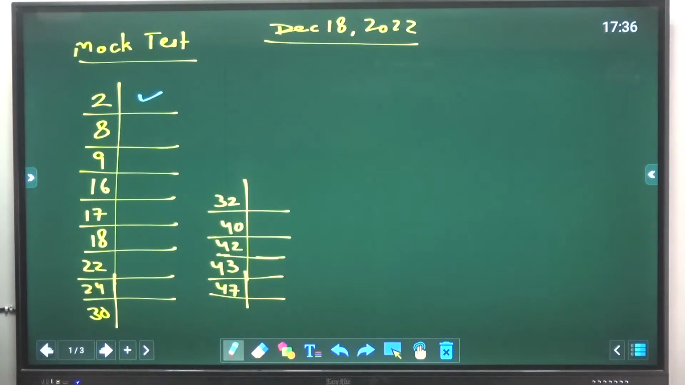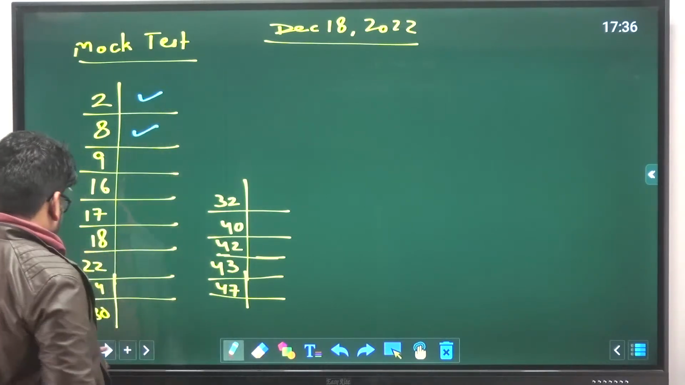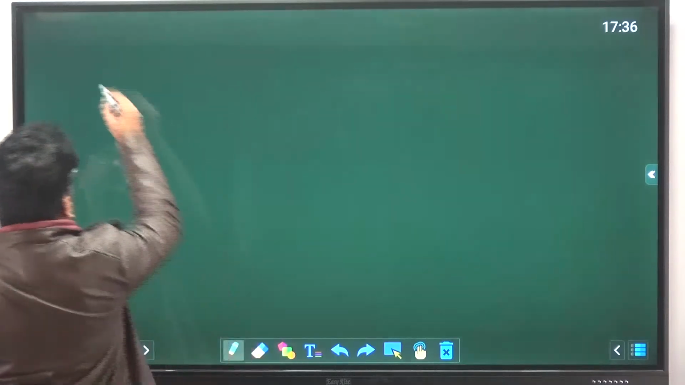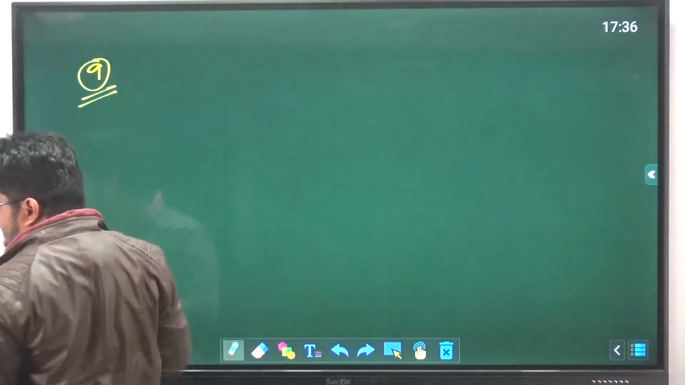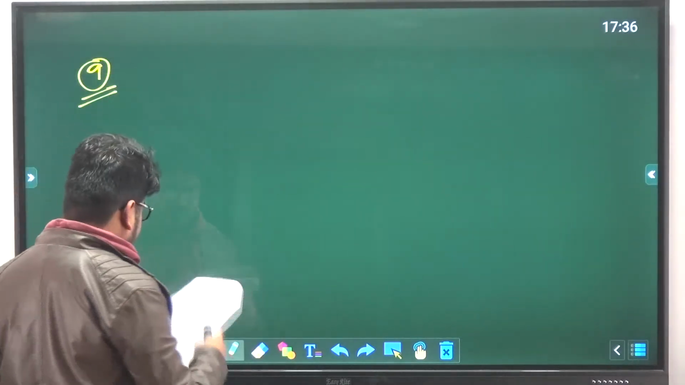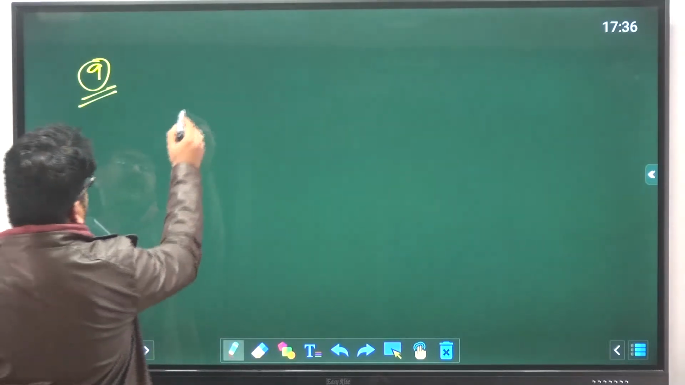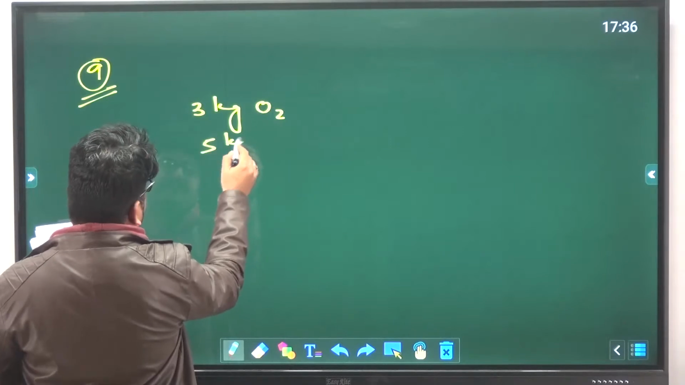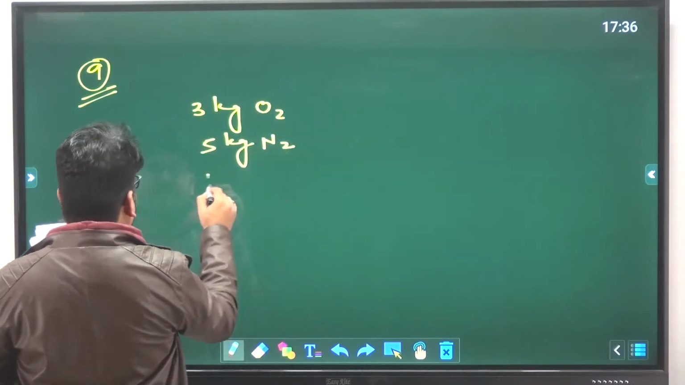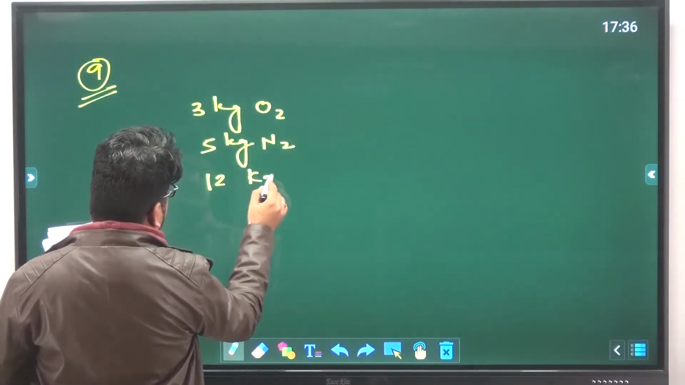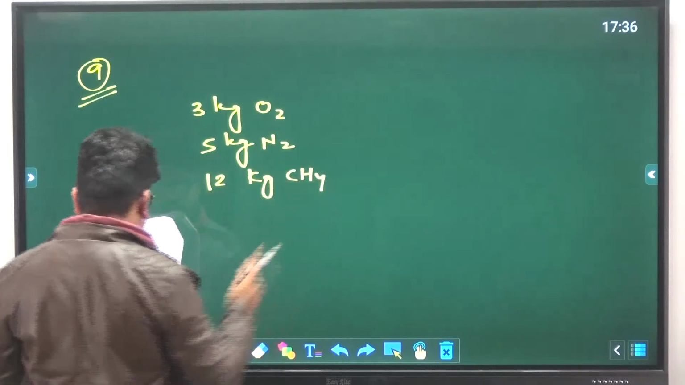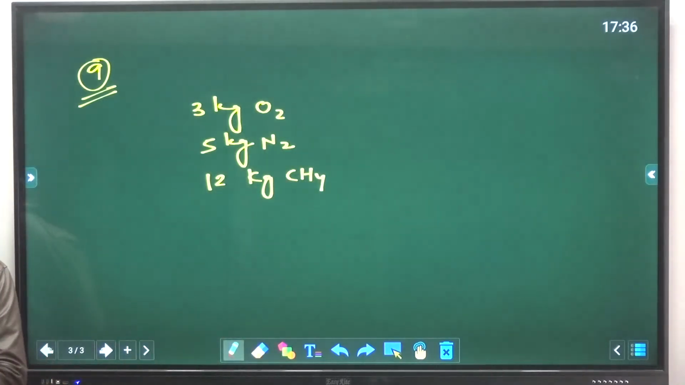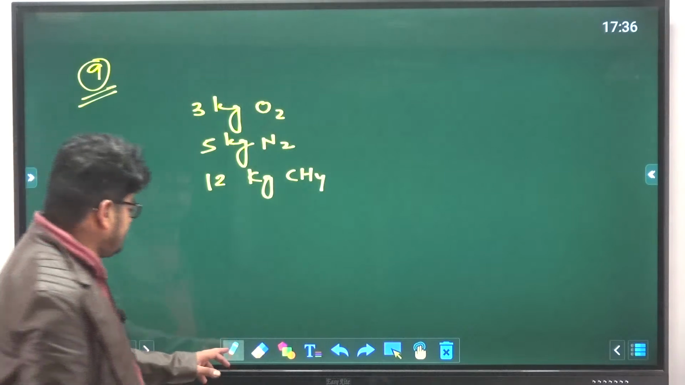Then I will discuss question number 9 with you. In question number 9, if you see, that is a very basic question from the process calculation part. We have 3 kg oxygen, 5 kg nitrogen, and 12 kg CH4. And they are asking about the mass fraction and mole fraction of oxygen.